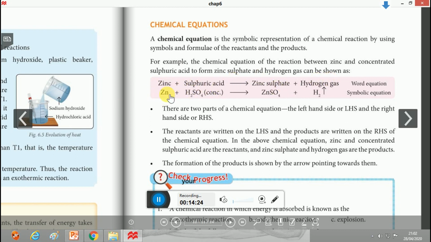Now the symbol of zinc is Zn. The formula of sulfuric acid is H2SO4. The formula of zinc sulfate is ZnSO4. The formula of hydrogen gas is H2. So you have to write Zn instead of writing zinc. You have to write H2SO4 instead of writing sulphuric acid. So these are your word equations, and this is the symbolic representation of the word equation, and this is the chemical equation.